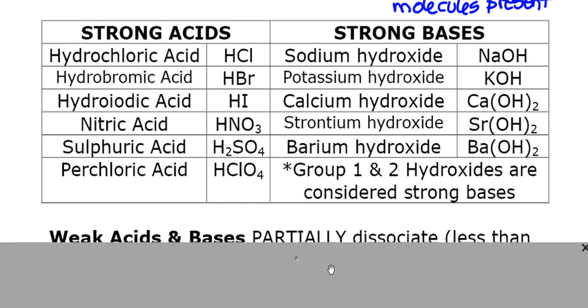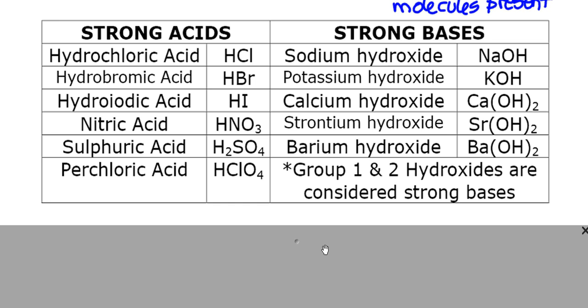Now there's a lot going on here, so don't worry. But there are 6 common strong acids that you should be familiar with. The 6 common strong acids are hydrochloric acid, hydrobromic acid, hydroiodic acid, nitric acid, sulfuric acid, and perchloric acid. These are ones that are common acids that you see in our level of chemistry. Of course, there are other strong acids. We won't be working with them though.